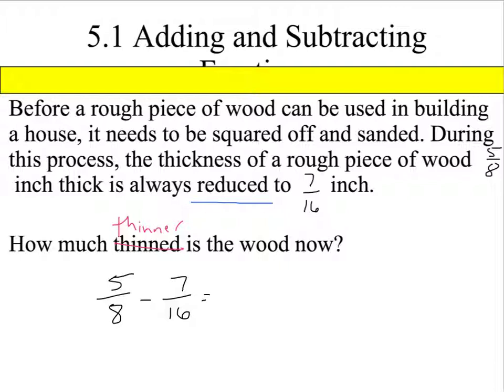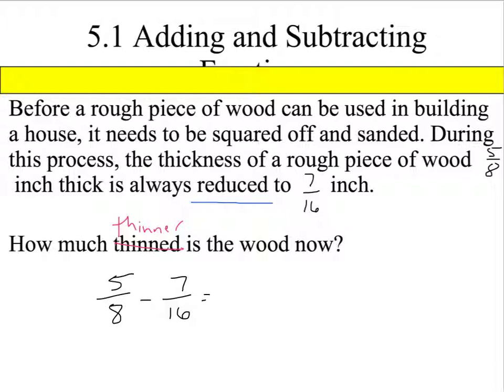What's my answer going to be? Wait. I can't do that yet. Why can't I do that? I need a common denominator. What's my common denominator between these two numbers? You could take 8 times 16, but that would require us to do a little simplifying in the end. Maybe not just a little, maybe a lot, which is fine. You can do that. That's perfectly okay. It just might be a longer process.